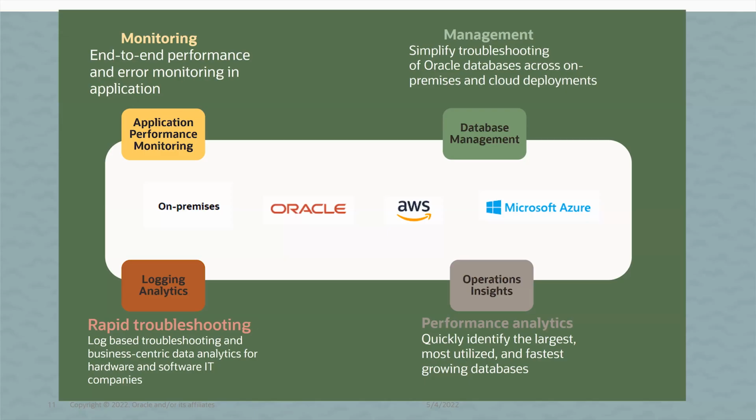The observability and management platform consists of 4 main services that help with the monitoring of one's IT landscape. So we have application performance monitoring, and with this service, we can gain end-to-end visibility of an application. This means that we can monitor right from the end user activities down to the backend calls.